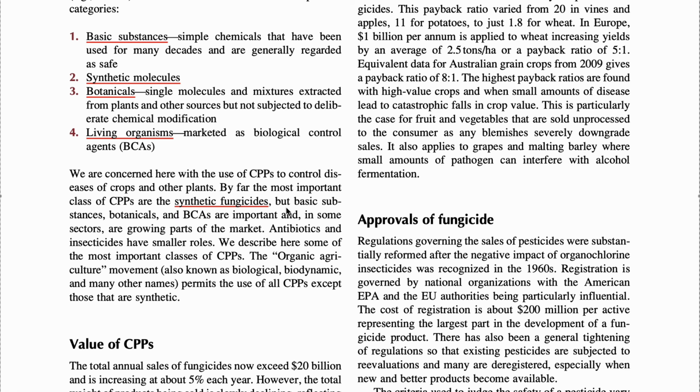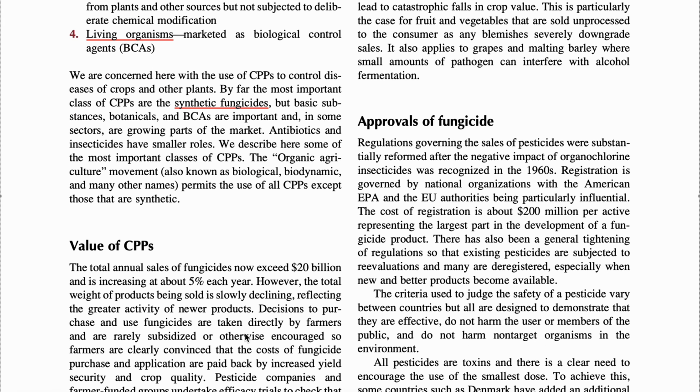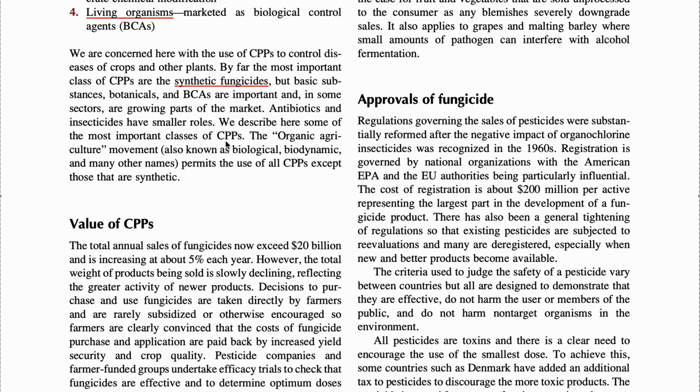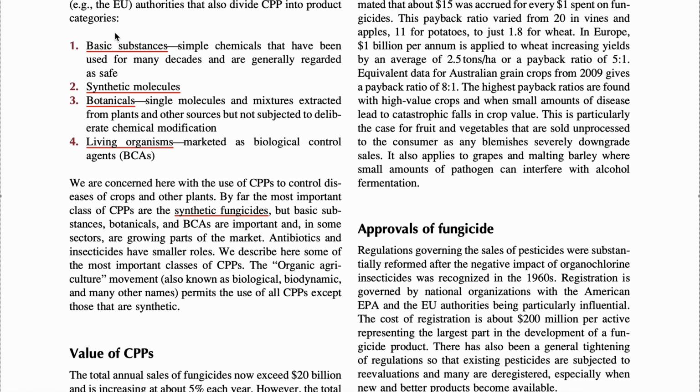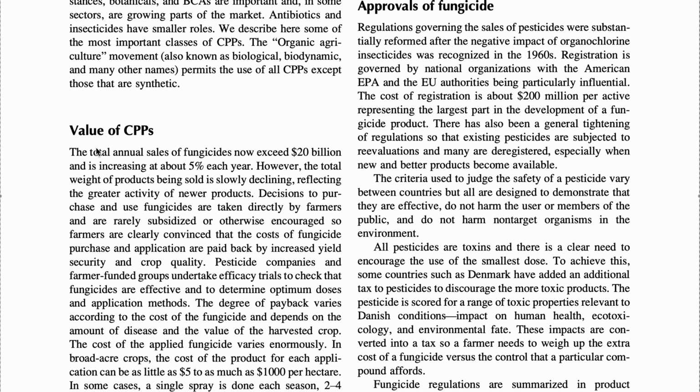Moving forward, basic substances, botanicals and biocontrol agents are important and in some sectors are growing parts of the market. Antibiotics and insecticides have smaller roles. We describe here some of the most important classes of CPPs. The organic agriculture movement, also known as biological, biodynamic and many other names, permits the use of CPPs except those that are synthetic. Next, values of CPPs.